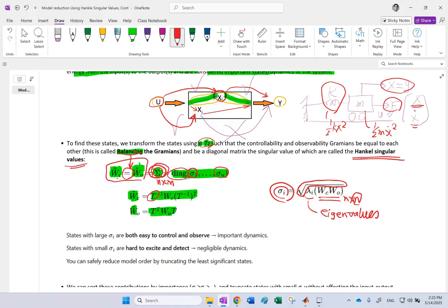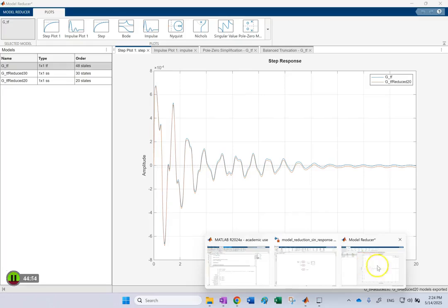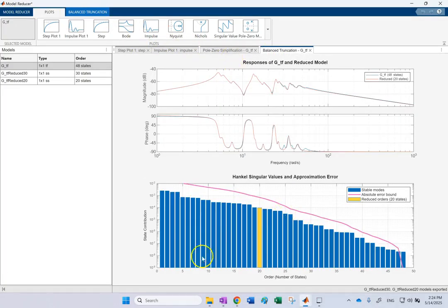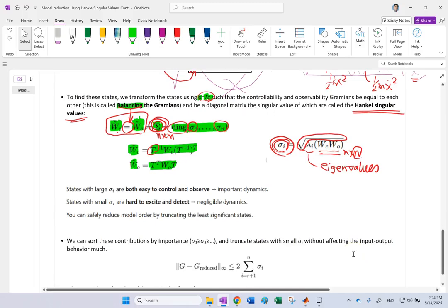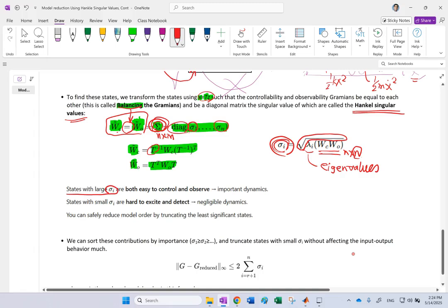Per each state, there will be a corresponding singular value, and that is exactly what you saw over here. Look. Where is it? Let's see if I can find it. There we go. Each state has a corresponding singular value. Now in this system, A was 48 by 48, so you had 48 singular values.